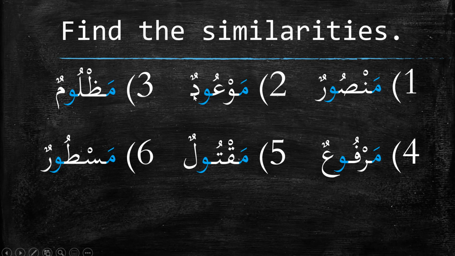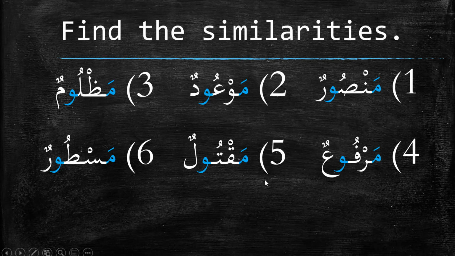Wa, a, da is our root. Meem and waw is extra. Fa, la, ma is our root. Meem and waw are extra. Ra, fa, a are our roots. Meem and waw are extra. Qa, ta, la is our root. Meem and waw are extra. Sa, ta, ra are our roots, and meem and waw are extra.